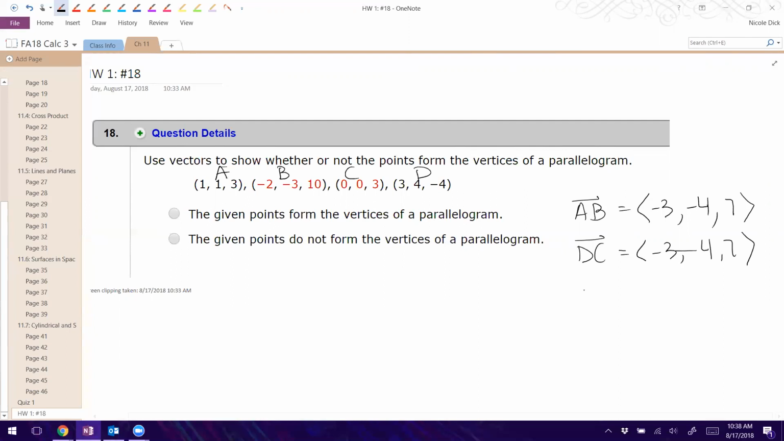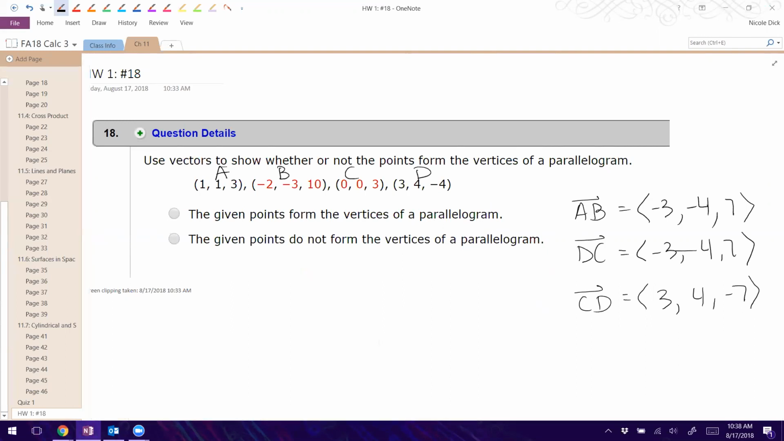So if I would have instead found D to C, what if I would have done this? So I would have subtracted those backwards. So now I have 3 minus 0, 4 minus 0, and -4 minus 3. Does that still work in answering this question? Yeah. Sure. Okay, going back to the scalar multiple thing.